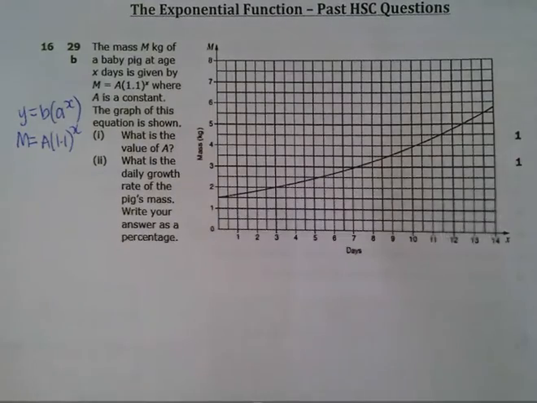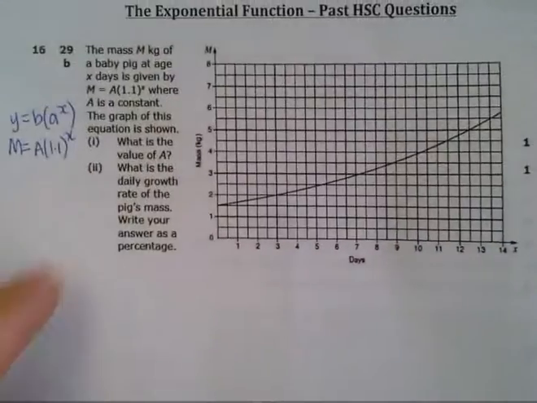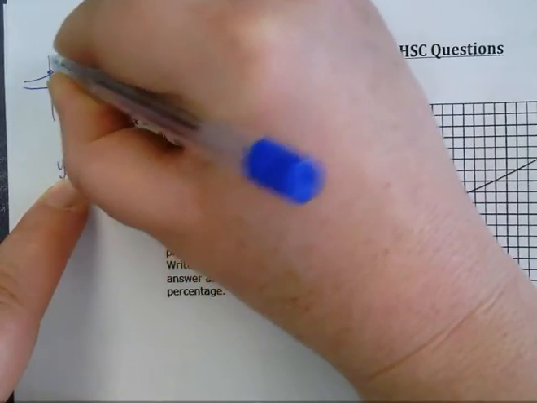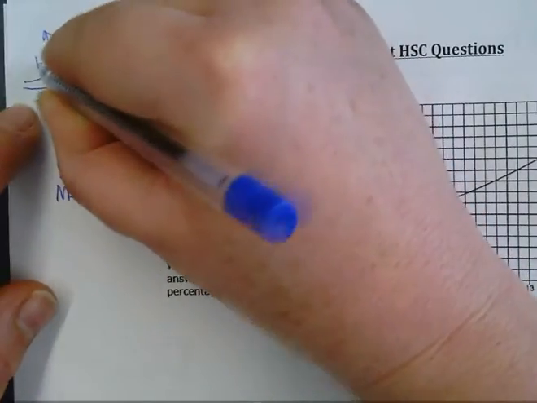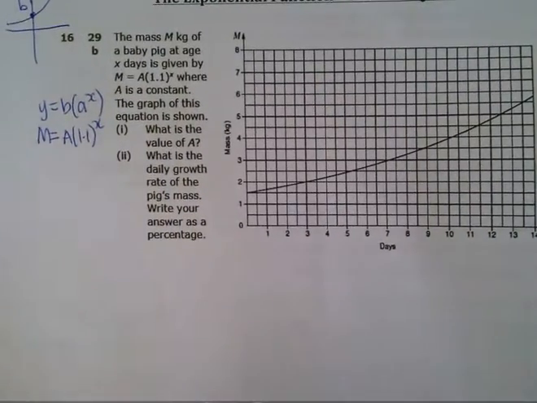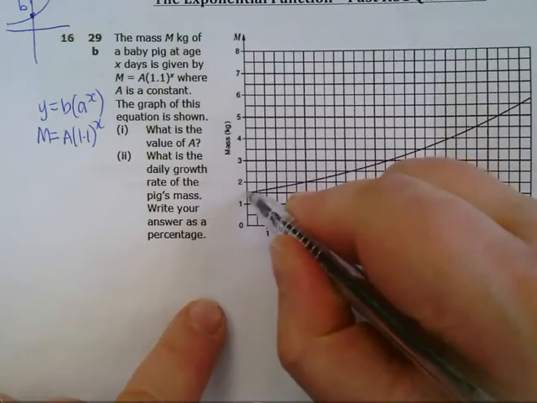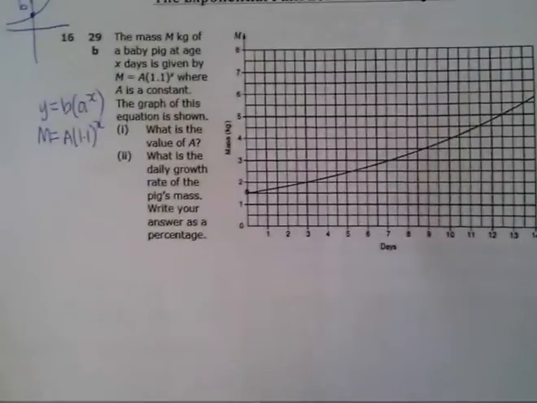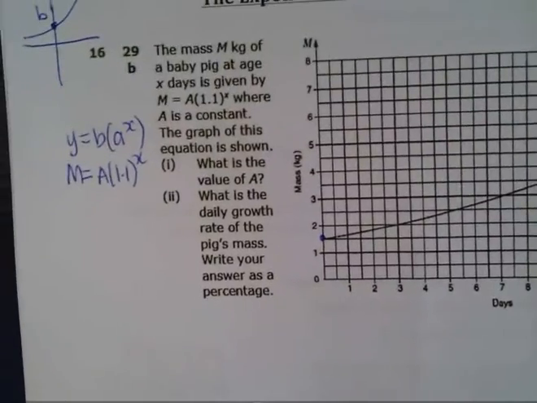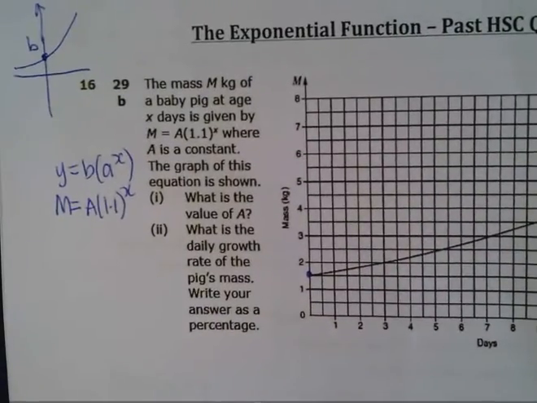Now looking at the graph, remember what we said when we saw the graphs Y equals B times A to the power of X, and we sketched them, and what value was this here? That was B. Well, let's look at the graph. Can you see what the value of B is, from the graph? Yeah, so B is 1.5. So girls, there is no other way that you can work that out without looking at the graph. That's the only place you can find it.